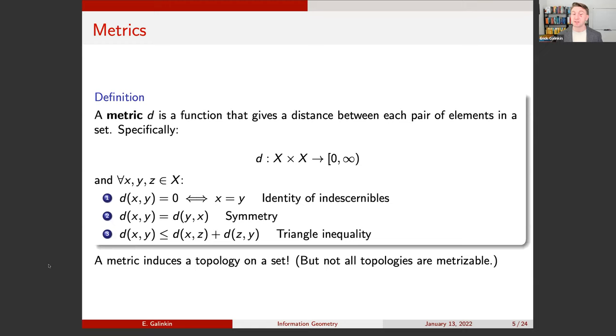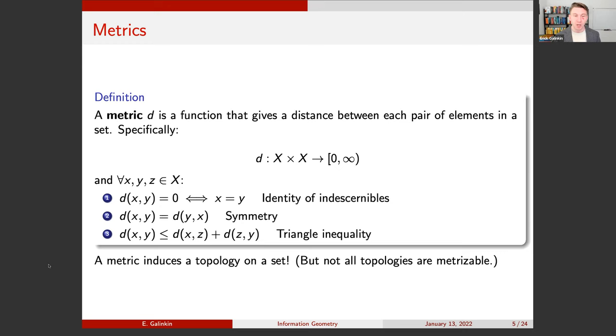The distance of X and Y is equal to the distance of Y and X. So it's symmetric. This is going to become an important distinguishing feature in a moment about metrics. And it satisfies the triangle inequality, which is that the distance between X and Y is less than or equal to the distance between X and a third point Z, plus the distance between that third point Z and Y.